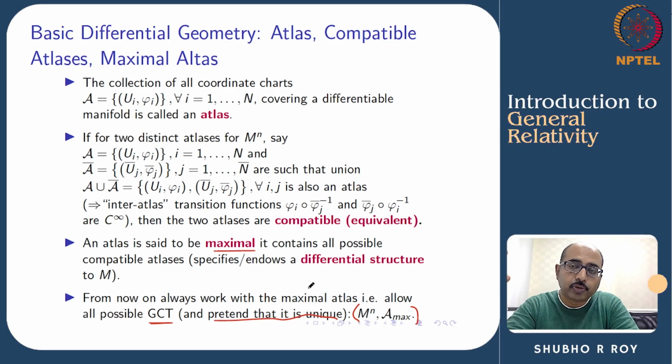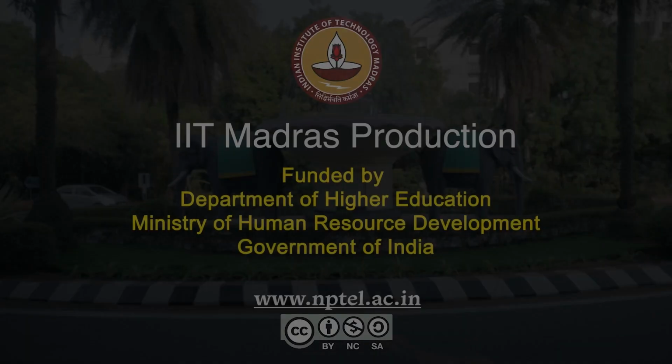So in the viewpoint of differential geometry, different maximal atlases for a given manifold should be thought of as different manifolds in general. As a topological space, they are the same, but as manifolds, if they have different structures, it's best to think of them as different manifolds. So I'm going to pretend that there is a unique differential structure or a unique maximal atlas. Okay.